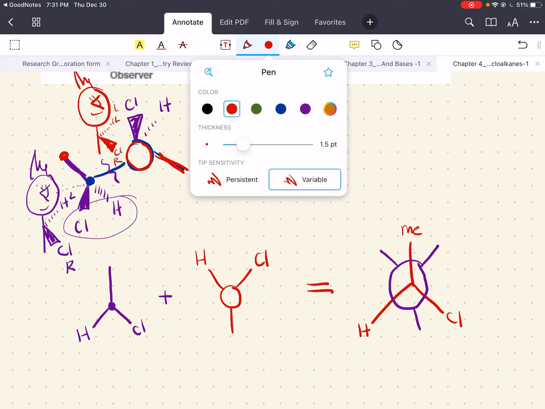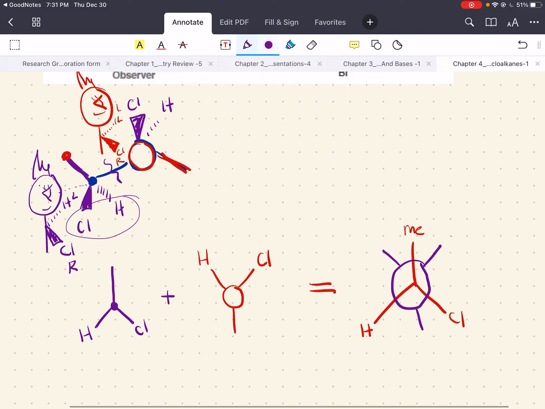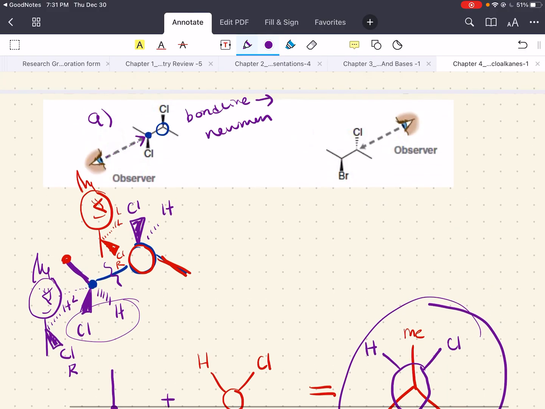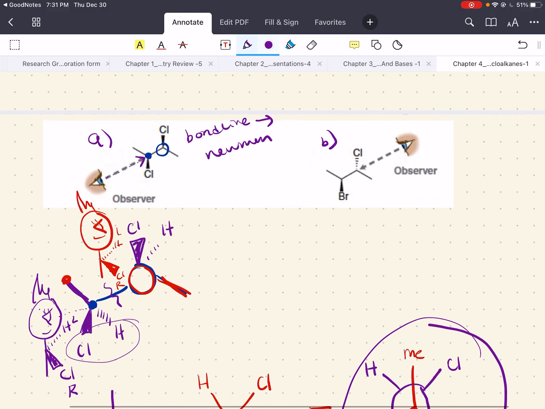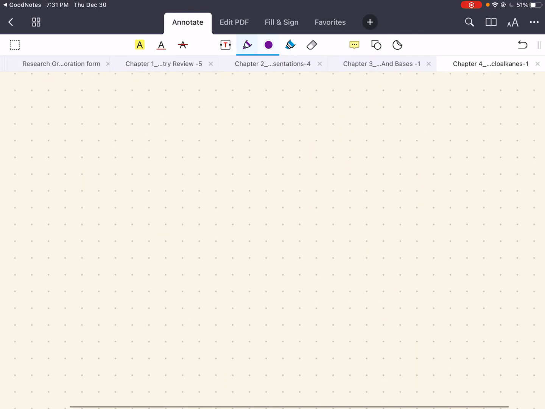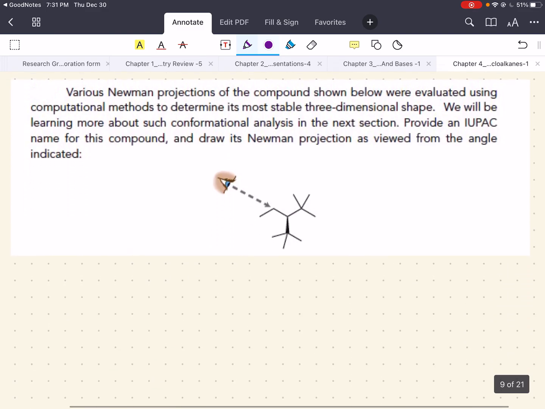And then for the back carbon, the second carbon, we had our chlorine on the right as well, hydrogen here, and this was just another methyl group. So here is our final Newman projection. I'm going to let you do B yourself, and I'll be posting the answer. And we're going to go ahead and move into this next problem.